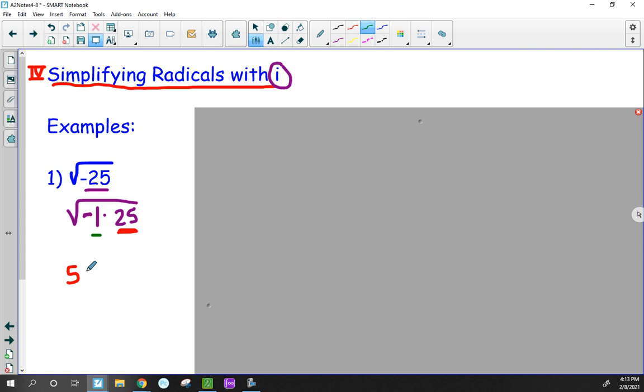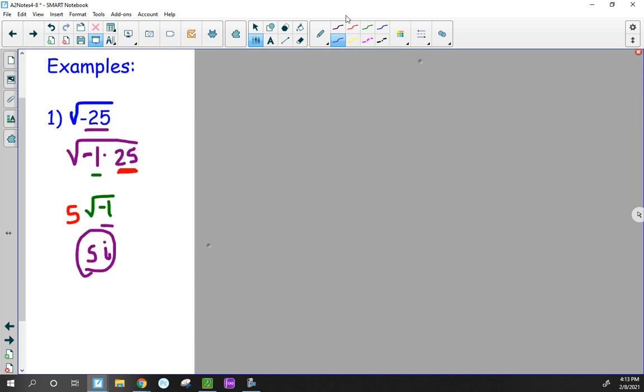And then you're kind of left with this. And then the next step you would do is, well, the square root of negative 1 is i. And there's a 5 in front, so it's just 5i. And you actually can skip this step. You can just say the square root of 25 is 5, the square root of negative 1 is i, so it's 5i.